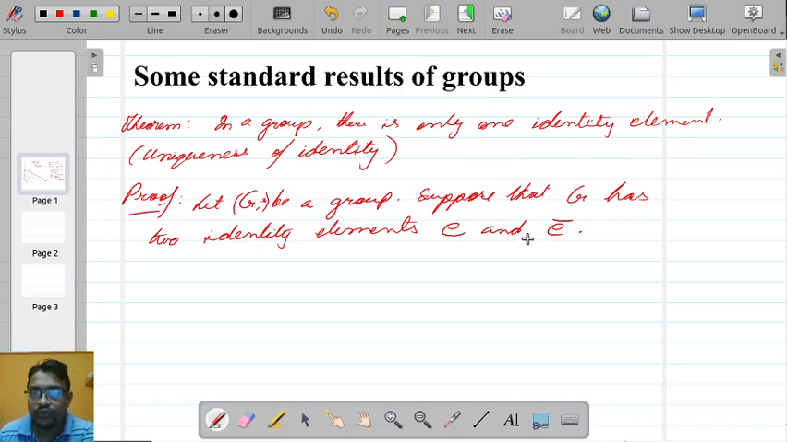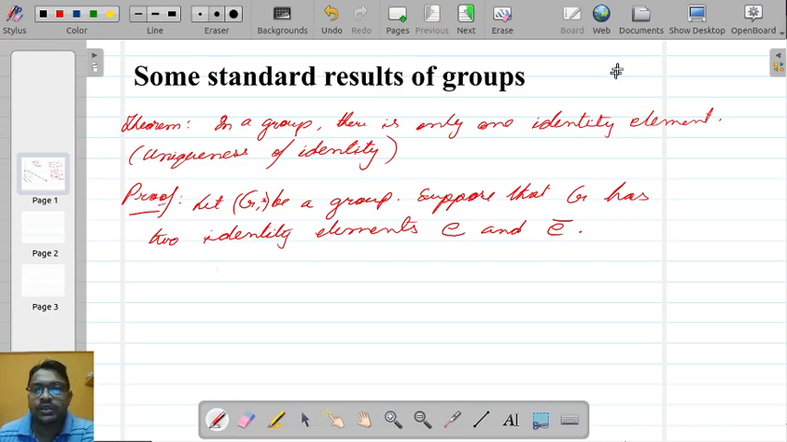What I have to prove is that E and E bar are actually equal. Suppose you come up with one identity element E, and your friend comes up with another identity element E bar. Then I can always show that E and E bar are actually equal. So how can we justify it? Using the properties of the group.